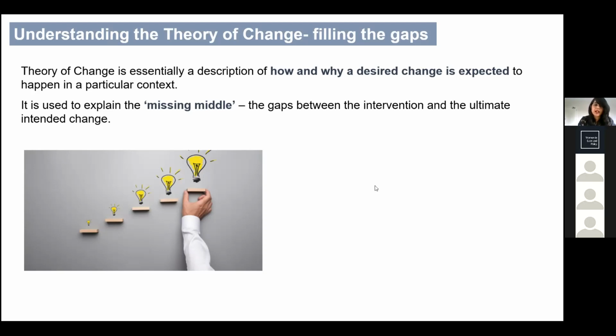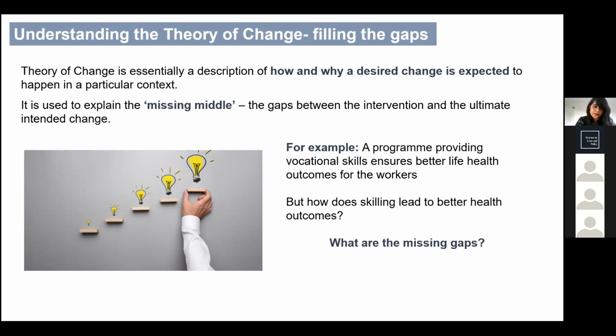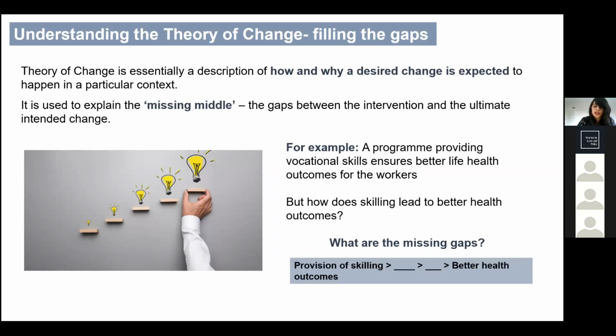Right now, this may seem like a lot of jargon, like, what is she saying? Missing middle, intervention, intended effect, and all of that. Well, let's break it down with an example, because that is something that works the best. For example, there is a program that provides vocational skills, and this eventually helps to ensure better health outcomes for the workers. So how is a program that provides vocational skills ensuring better health outcomes for the workers? What do you think are the missing gaps?